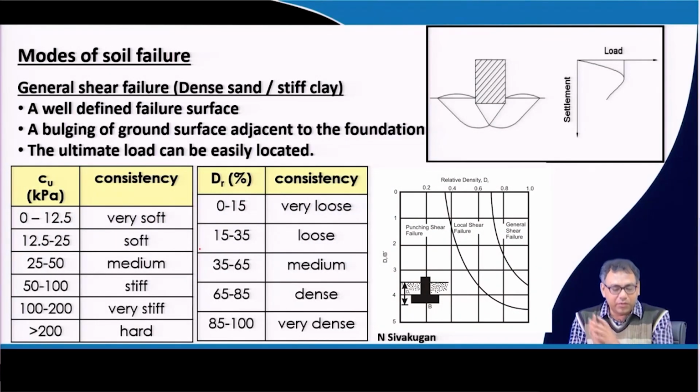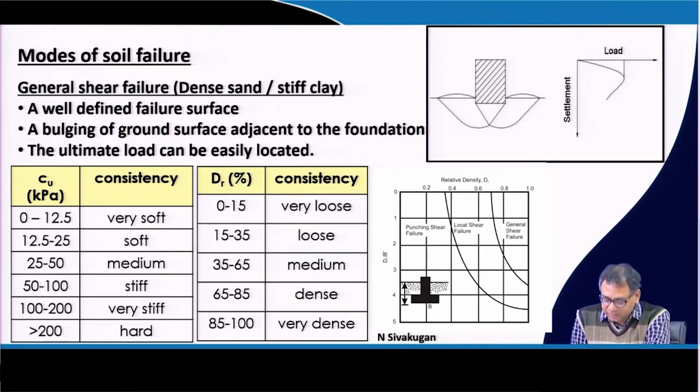Now, the modes of soil failure: how will the soil fail under a foundation? There are three types of shear failure. One is the general shear failure, one is the local shear failure, and another is the punching shear failure. General shear failure occurs mainly for dense sand or stiff clay. When can we say it is a dense sand or a stiff clay? From this table I can get those values. I can say it is dense sand if it is 65 to 85 percent relative density.